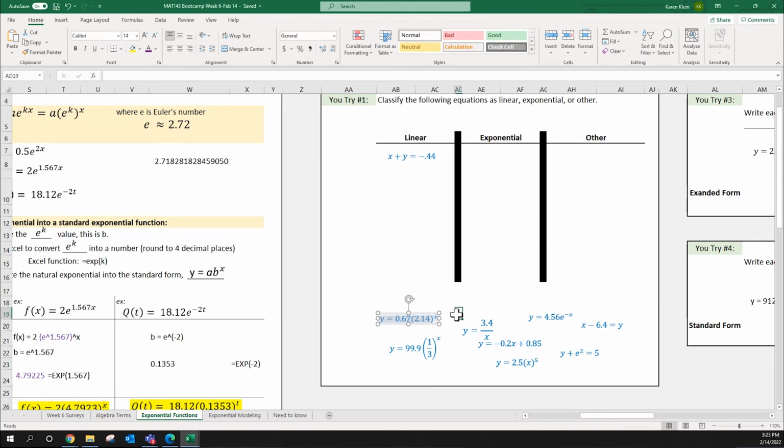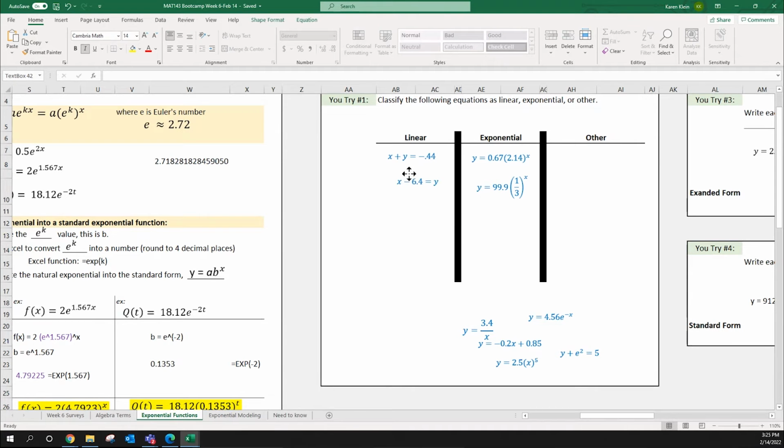All right, so for this one here, did anybody put this one as an exponential? We have another exponential right here. We have a linear. This one is an other. This one is also an exponential. This one is a linear. And then we have these two.